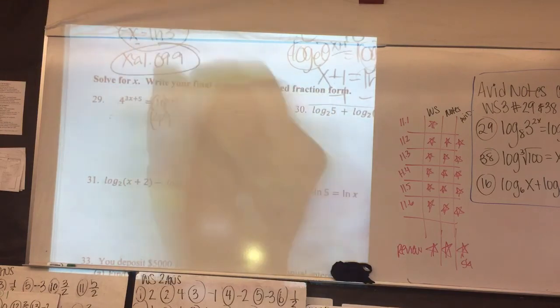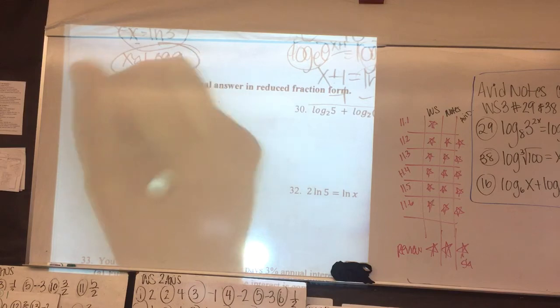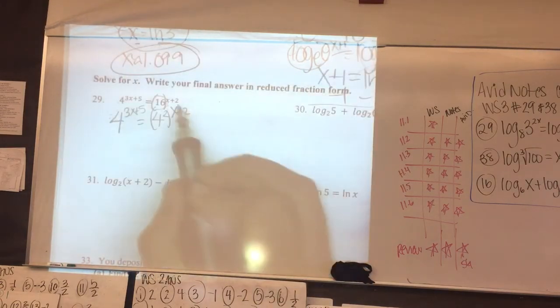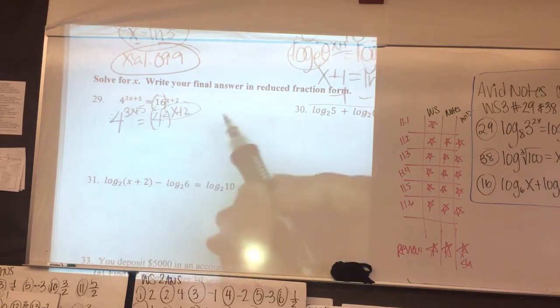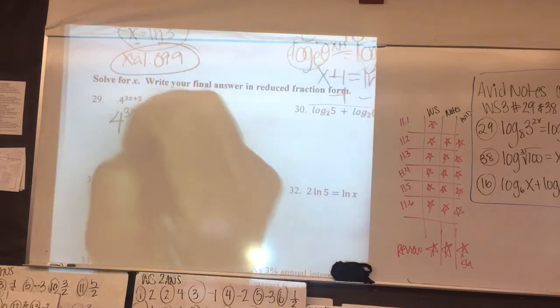So that 16 becomes 4 squared. But the x plus 2 is still out there. So now they're both 4 to some power, which is awesome. So now all I have to do is multiply those to combine them. But I have to remember to multiply this to all of that, which is distributive property.